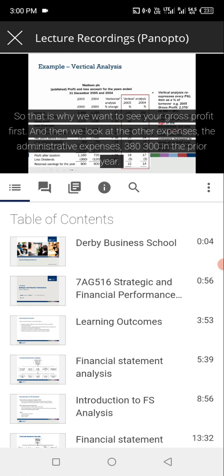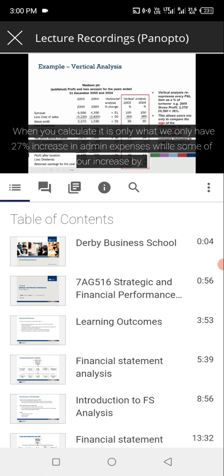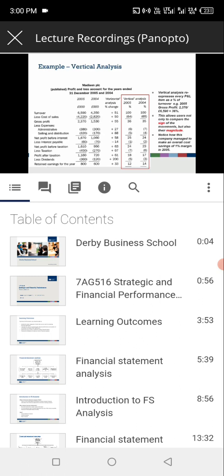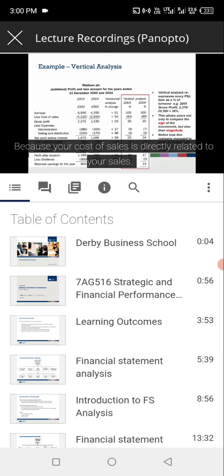The administrative expenses, 380, 300 in the prior year. When you calculate it, we only have a 27% increase in admin expenses, while turnover increased by 51%, and the cost of sales increased by 50%. Because your cost of sales is directly related to your sales.